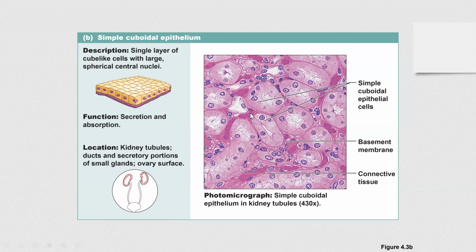In between cells, we will have connective tissue. We might have some other cells, right? We might, but what we are interested in are these cuboidal cells that make those tubules, and this is a photomicrograph of kidney tubules. Now, what would be function? Function would be secretion and absorption.